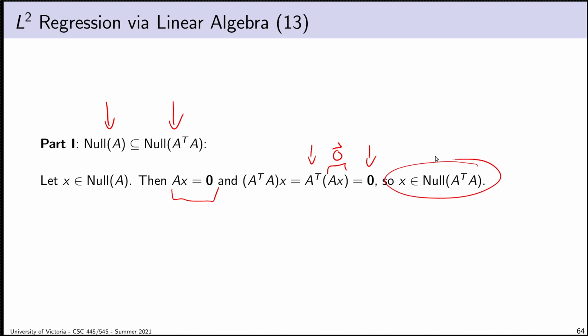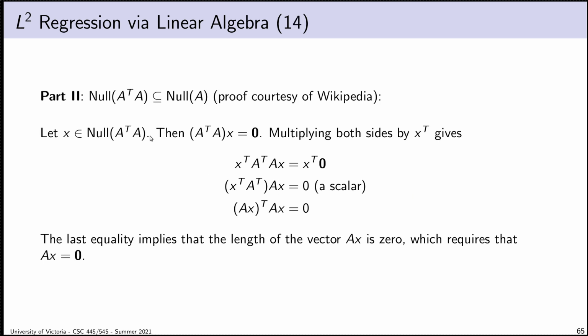Okay, that's part 1. Part 2 is just to show the other direction: to show anything in the null space of A transpose A is also in the null space of A. This is a proof that I have shamelessly taken from somewhere else. The reason I have no shame is that it isn't plagiarism as long as I give a citation. I think I'll include a link to this in the notes that accompany the video.